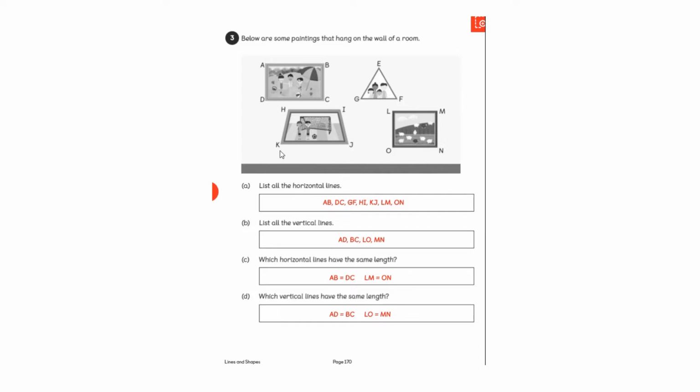I just want to point out this picture here. Line HI is a horizontal line, but it's not the same length as line KJ. And line IJ and line HK are the same length, but they are not vertical lines. They're not forming a perpendicular line with the floor.